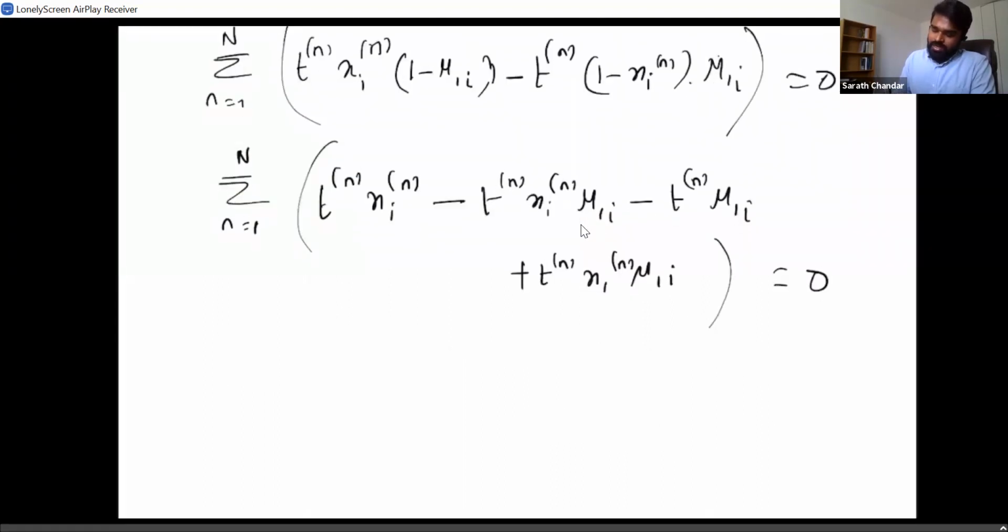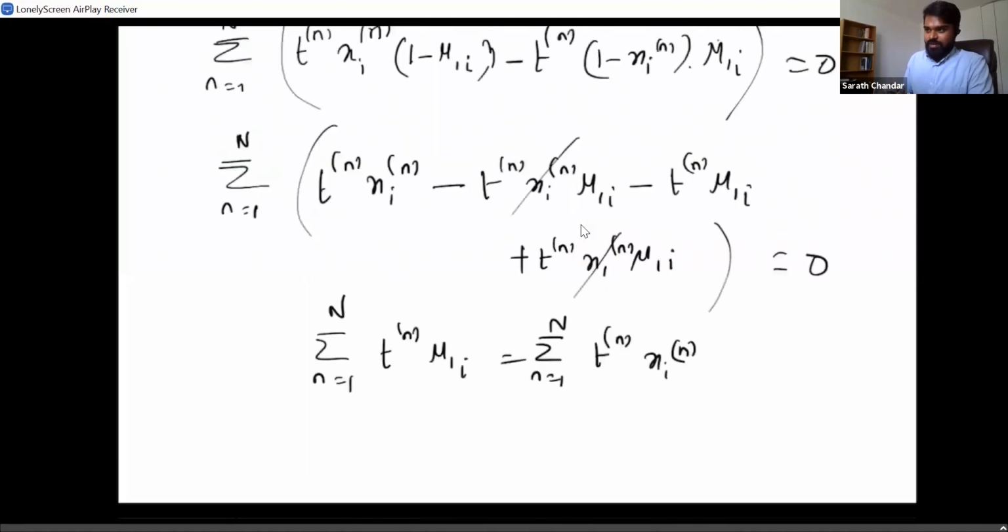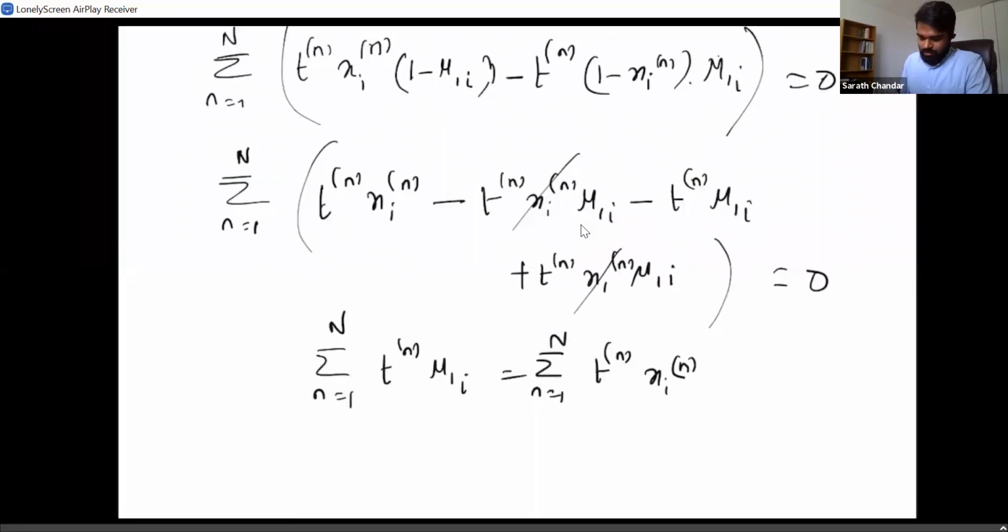So you can see that these two terms cancel. So this becomes summation over n is equal to 1 to N, t_n mu_1i is equal to summation over n is equal to 1 to N, t_n x_in. Okay, so now we are just caring about mu_1i. So mu_1i is given by summation over n is equal to 1 to N, t_n x_in divided by summation over n is equal to 1 to N, t_n.